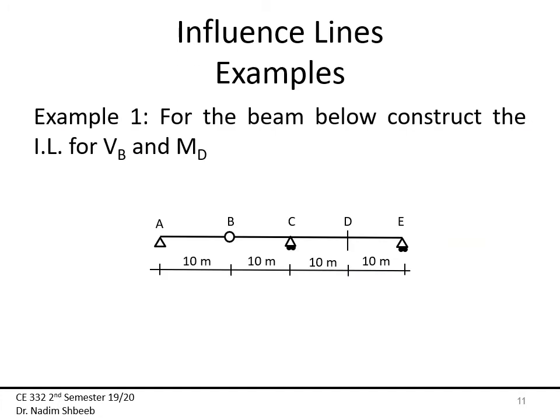Okay, so in this example here, I want you to find the influence line for the shear at B, right here, and the moment at D, right there. Now, you'll notice that we have 3 reactions, Ay, Cy, and Ey. And this is statically determinate because of the presence of the internal hinge at B. So usually for problems like that, I would first like to find the influence lines for the reactions, namely Ay, Cy, and Ey, and then tie everything else to those reactions.